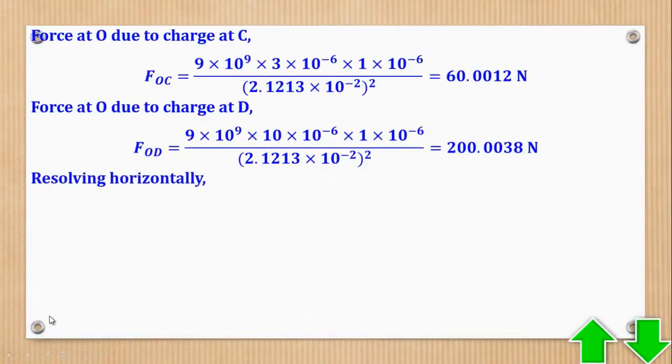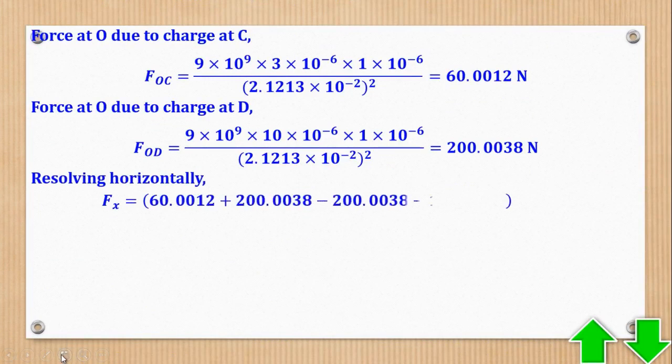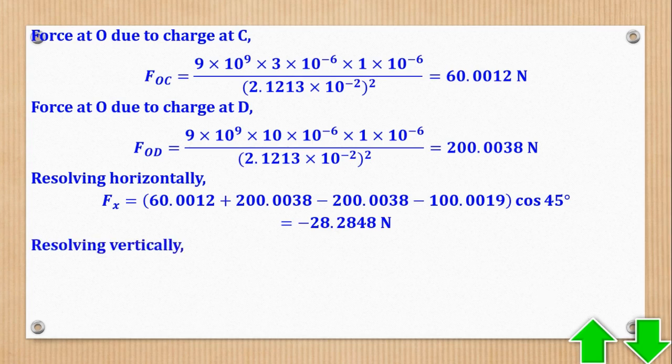Therefore, we shall come and say that resolving horizontally, the positive ones, we shall start with the positive ones followed by the negative ones, but all of them have cos 45. That is why we have put it outside. Then use a calculator to come up with this value, and it is negative. That was resolving horizontally. What about vertically?